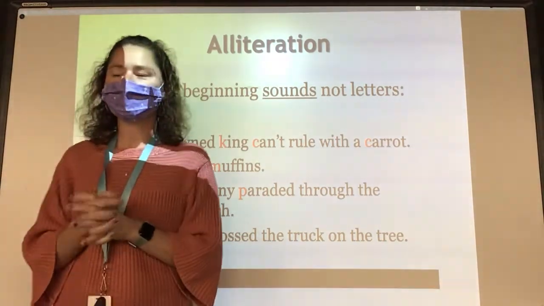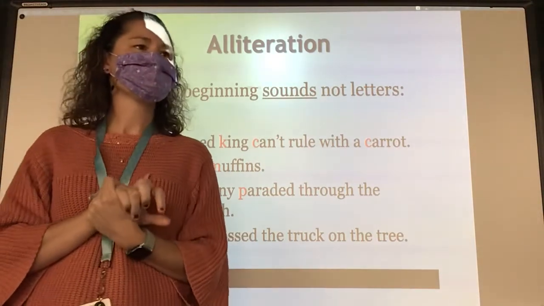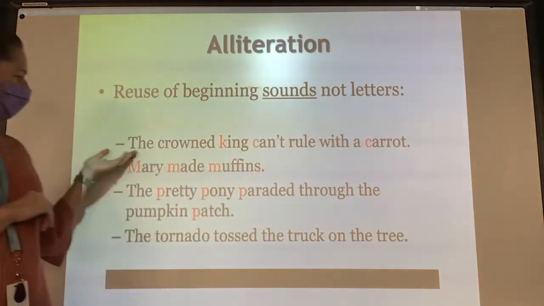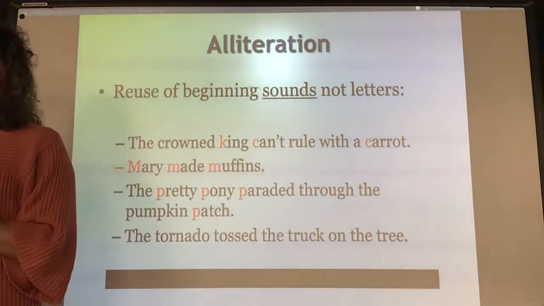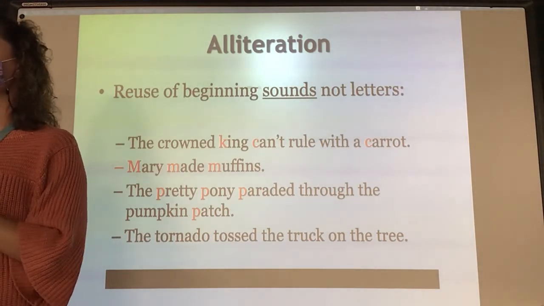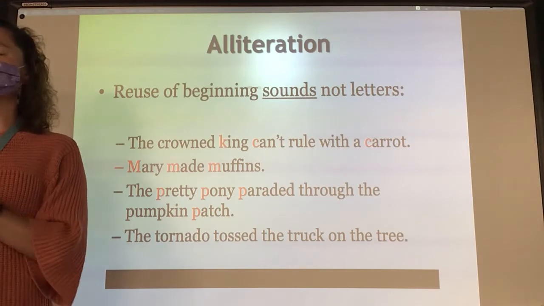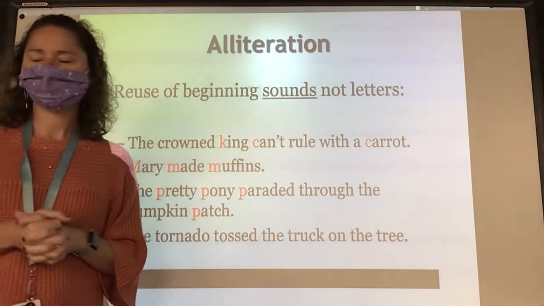And here's some examples. What did you write down? You should have written some down in your book. Josh. Nope, that's not alliteration. Beginning sounds, guys. Crowned king can't rule with the carrot. The S's. Sally sells seashells by the seashore. It's all the Sean? I think this one might have been in the video.